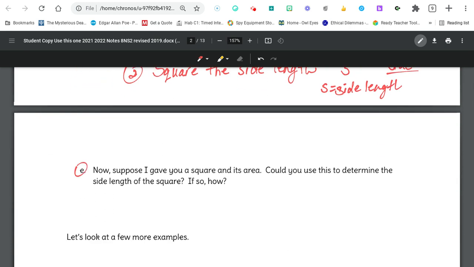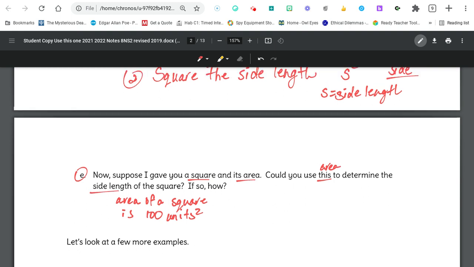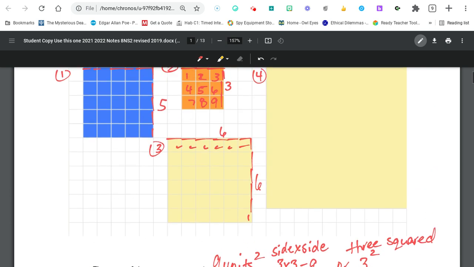E says, now suppose I gave you a square and its area. So now instead of giving you the side lengths, I'm just going to tell you that the area of a square is 100 square units. Okay, I'll tell you that. Could you use the area to determine the side length of the square? And if so, how? So I'm going to go back up here and look.